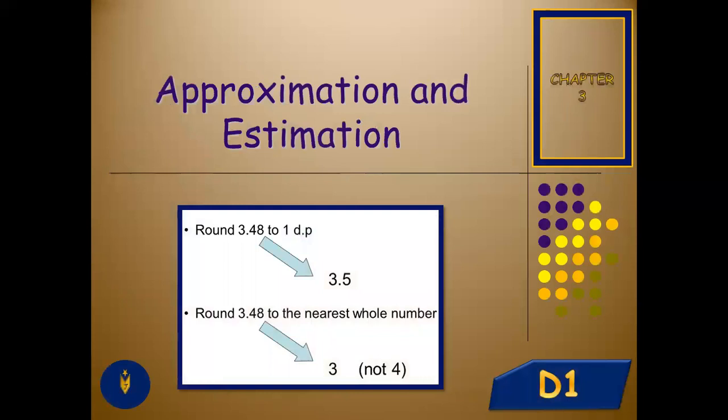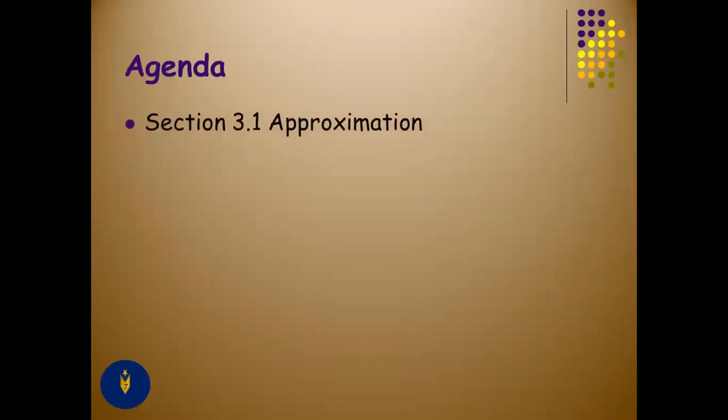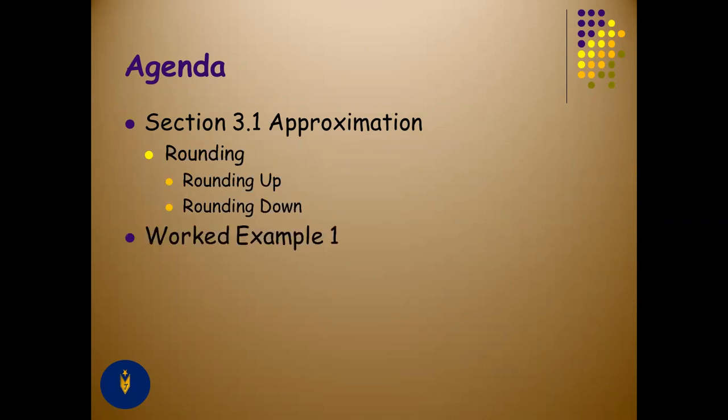In this video, we are going to start Approximation and Estimation, Chapter 3 from New Syllabus Mathematics Book 1 or D1. So the agenda of today's video is Section 3.1 Approximation. Then we will see the subtopic of this section, rounding. Then we will see what is rounding up and rounding down. Then we will cover Worked Example 1 and Worked Example 2 from this section. Okay, so let's start.